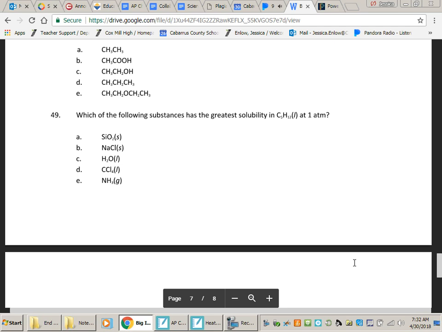So you said, okay. Greatest solubility. So basically this question is about like dissolves like. This is nonpolar because it's just a straight chain alkane. This is nonpolar. The rest of them are polar or ionic, so it's not going to dissolve in nonpolars.